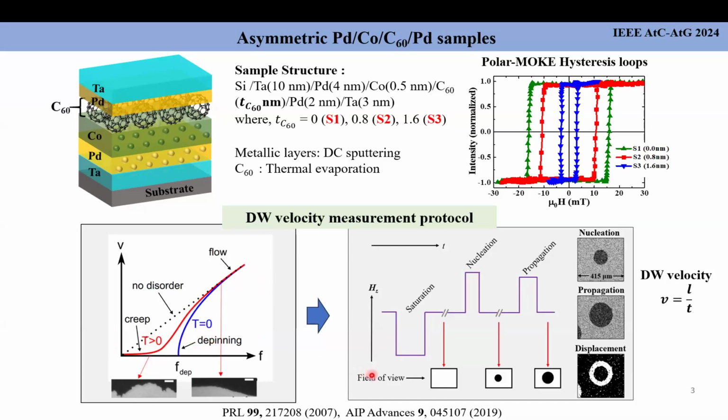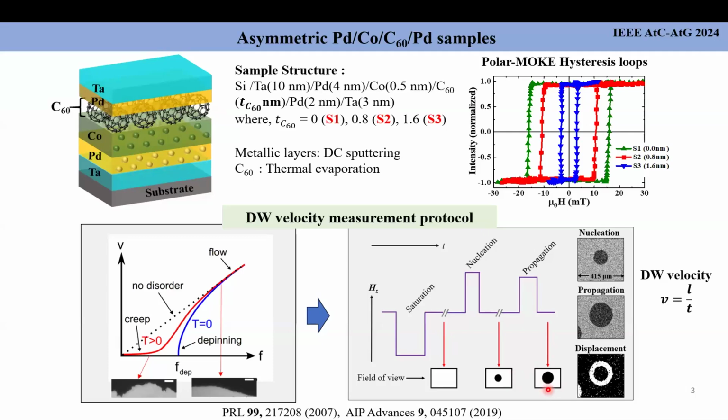In the creep region, we followed a pulsed magnetic field induced domain wall measurement protocol, and here is a schematic of it. First a saturation magnetic field is applied, and the background can look either black or white as shown here. Then we apply a nucleation pulse field in the opposite direction to get a domain nucleated, and after that we apply the next pulse field for propagation. This helps to propagate the domain, and we capture images of the nucleated and propagated domains. Then we subtract these two images and get a displacement that is divided by the pulse width to get the domain wall velocity.